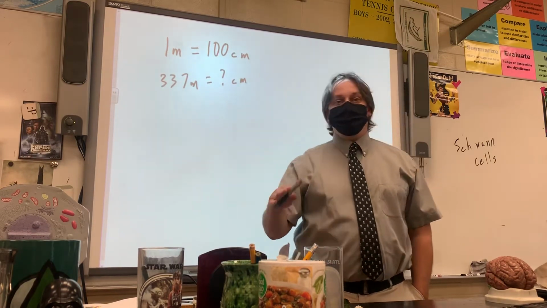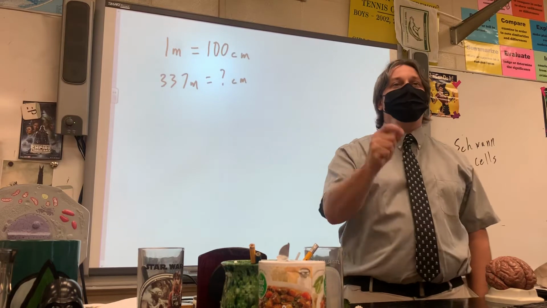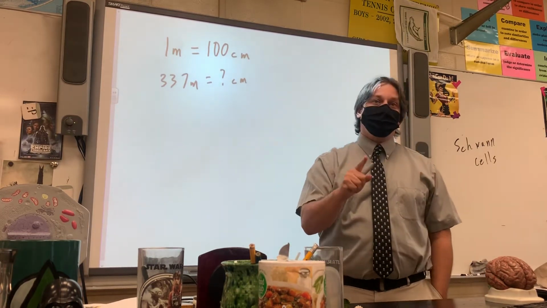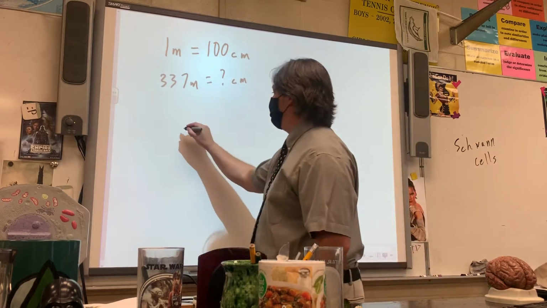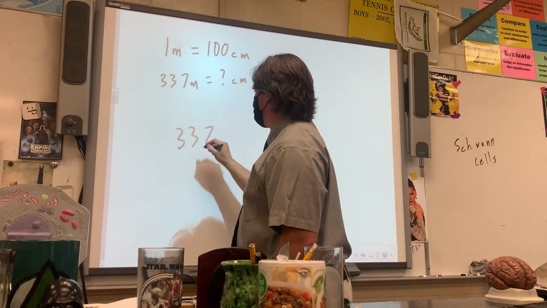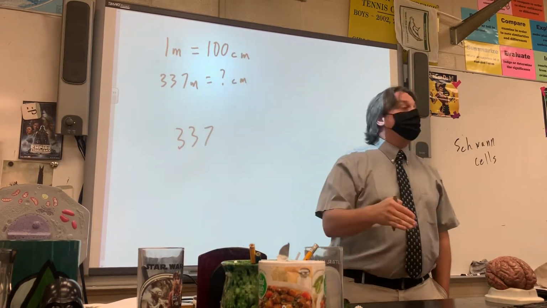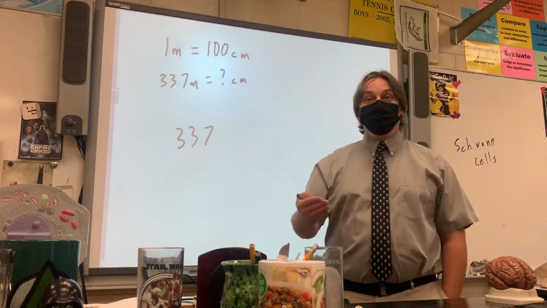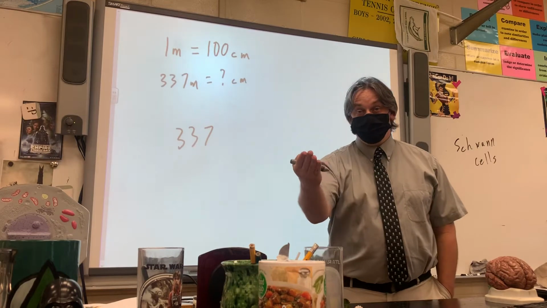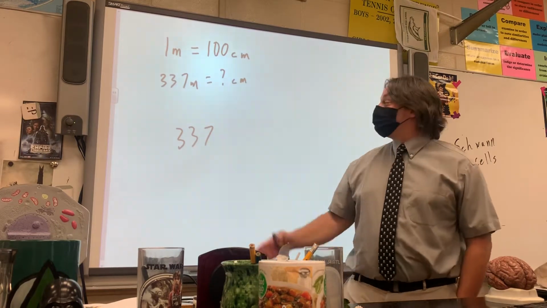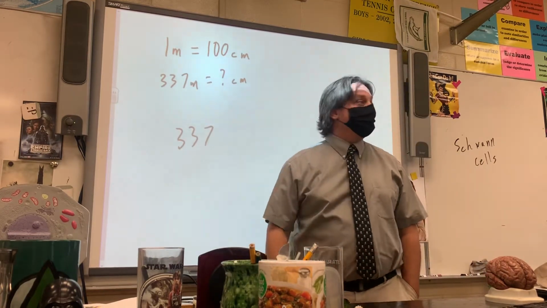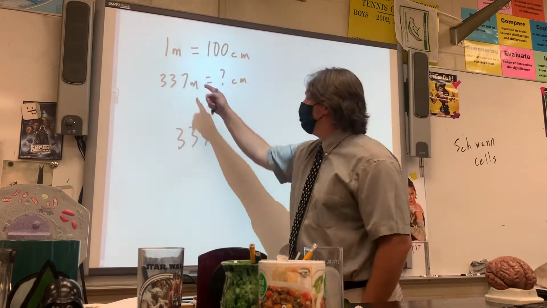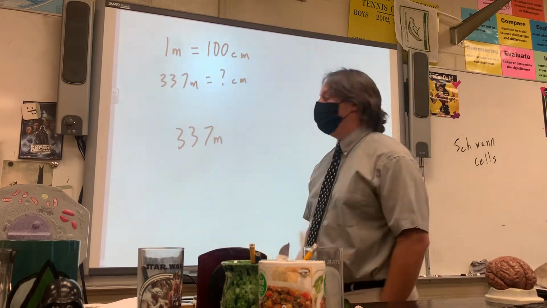Always the first step in any of these problems is to write down exactly what you have. Now in math class, if you wrote down exactly what you have, you would just write down the number. But in chemistry class, we can't just have a number. You also need the unit. So I'm not going to just write down 337 because I don't just have 337. I have 337 meters. Okay?